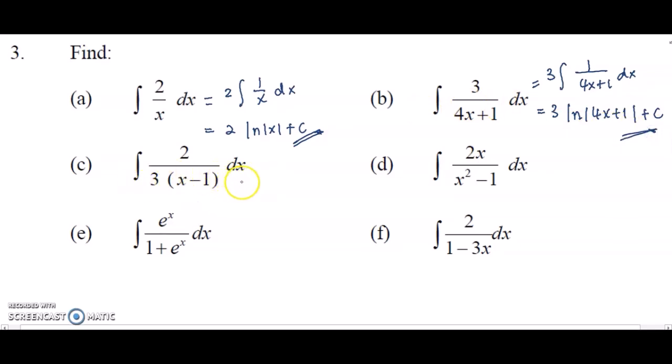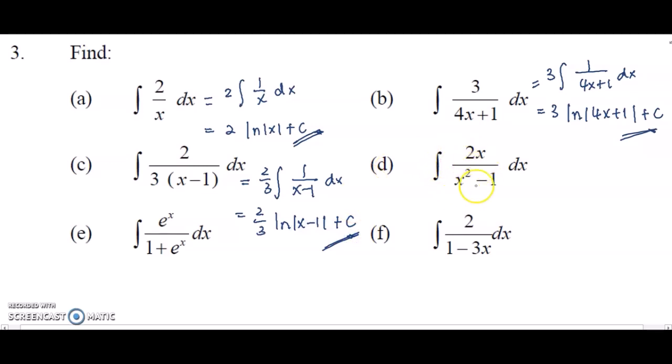And the question C, I can take out the 2 over 3 as a coefficient. Then you can say that this is the integral of 1 over x minus 1. You integrate this, you have log x minus 1 plus constant c.